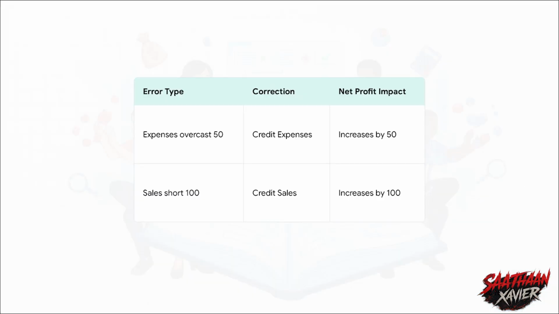Section 5. Impact on net profit. All right, so we know how to fix the mechanics, but let's talk about the real-world consequences here. How do these errors actually affect a business's bottom line? Let's run through the practical math. If your expenses were overcast, meaning they were accidentally added up to be 50 rupees too high, your reported profit was artificially lowered. So when you fix it by crediting those expenses to reduce them back down, your net profit actually increases by 50. Similarly, if your sales were totaled short by 100, fixing it means recording more sales, which directly increases your profit by 100. It's a teeter-totter effect. Every single rectification of an income or expense account causes a direct ripple effect on the final net profit of the business.